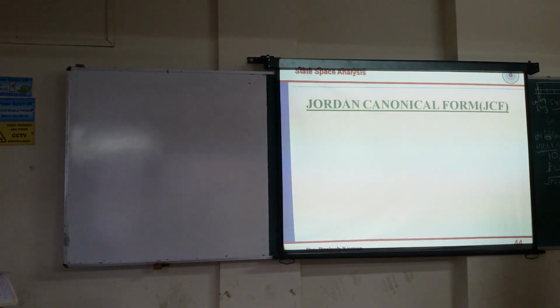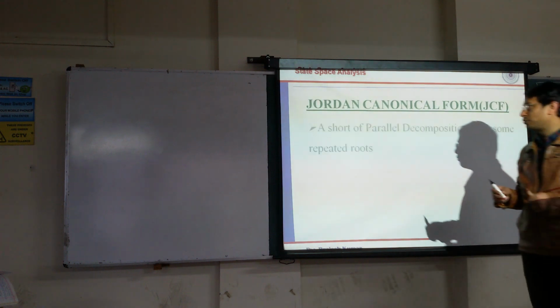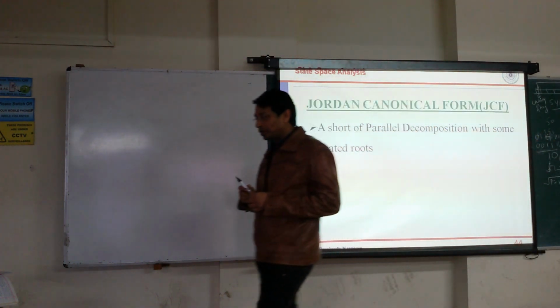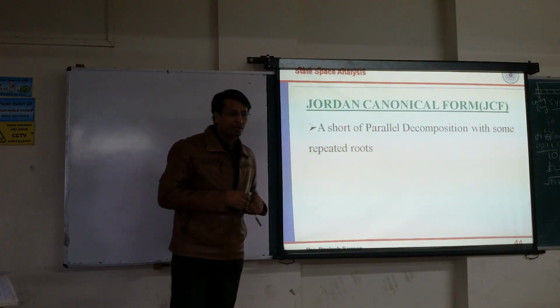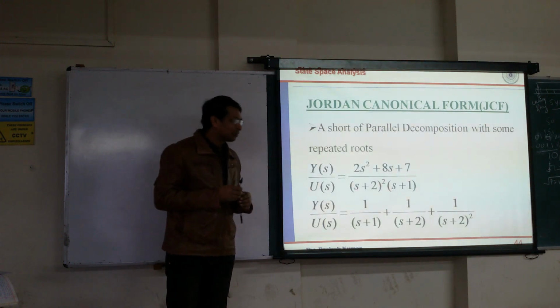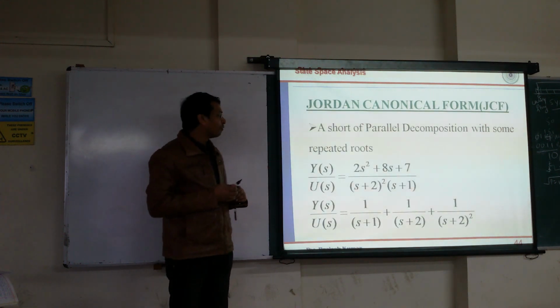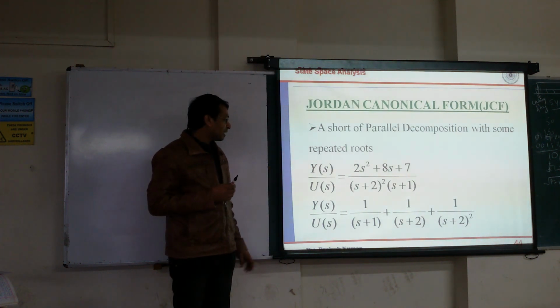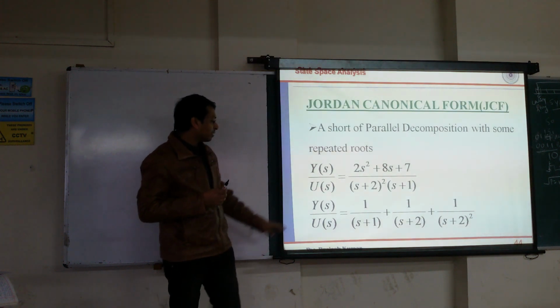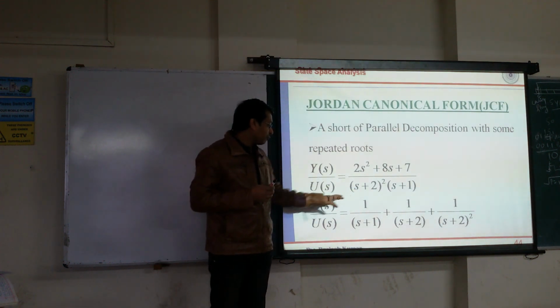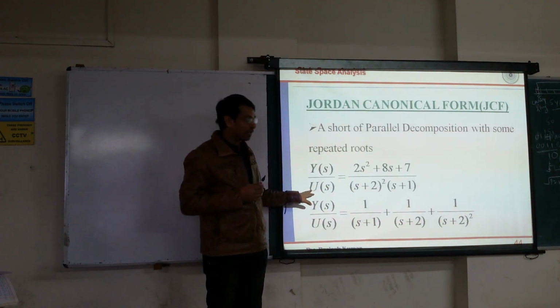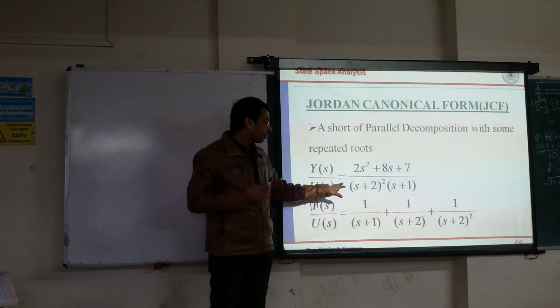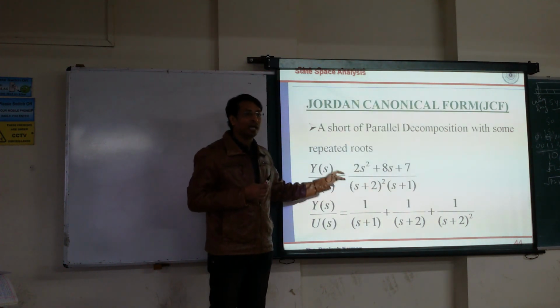Now, coming to another canonical form, that is your Jordan canonical form. Jordan canonical form is itself similar to the previous diagonal canonical form. The difference is that here we can have repeated roots. So I am going to start with an example where I am having a repeated root. If you find the roots of this given transfer function, you will have s equal to -2, -2 and -1.